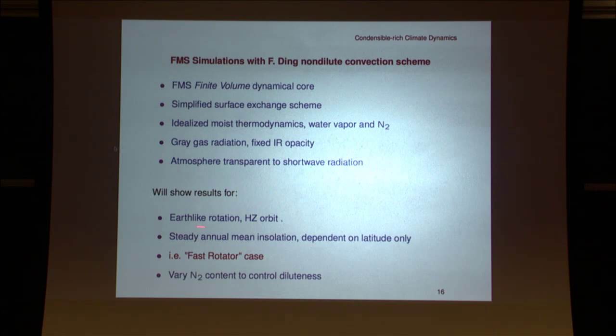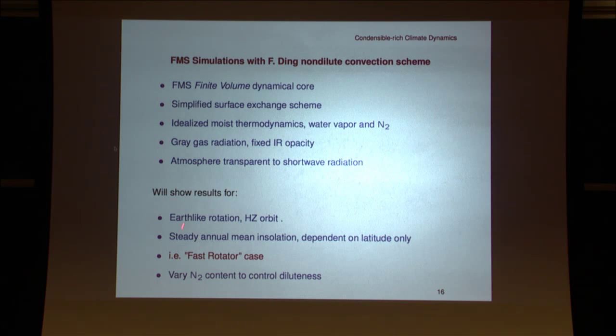Although we have simulations with tide-locked configurations and all sorts of low-order spin states, just to highlight some of the energy transporting effects of these in these non-dilute atmospheres, we're going to take a rapidly rotating case, an Earth-like rotation in a habitable zone orbit that, with Earth-like opacity in the atmosphere, gives you a surface temperature of around 300 Kelvin. We have a steady annual average insolation, which depends on latitude only. We have no continents. We have a swamp bottom boundary condition. So this is a fast rotator case.